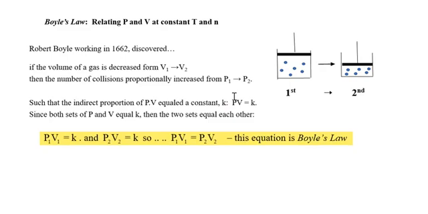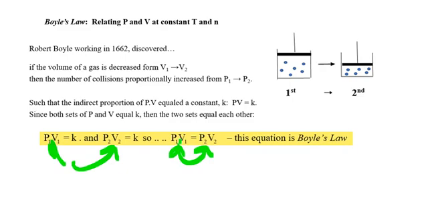Well, if P and V always equal k, then P1 V1 here should equal P2 V2. Because if A equals B and B equals C, then A should equal C. So these two things should equal each other, and that's how we come up with Boyle's law: P1 V1 equals P2 V2.